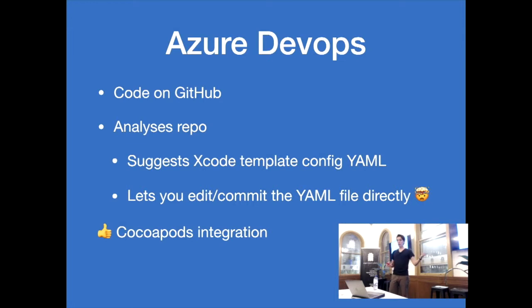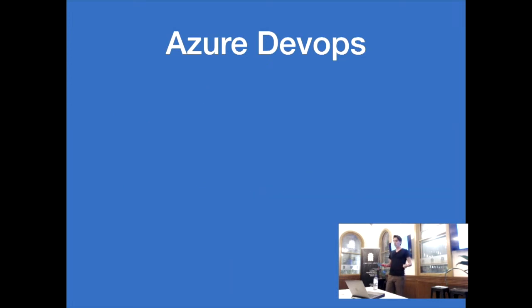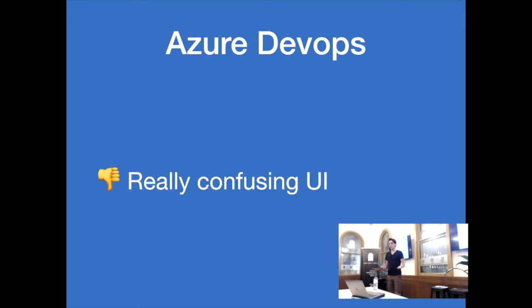It knows about CocoaPods, it knows about, I think the VM, the virtual image of macOS has Carthage installed, the latest version as of yesterday, so it was pretty good. And really, the code of conduct of CocoaHeads says we should not discriminate on platform. So the only thing that I really hated about this was the really confusing UI, Microsoft style.